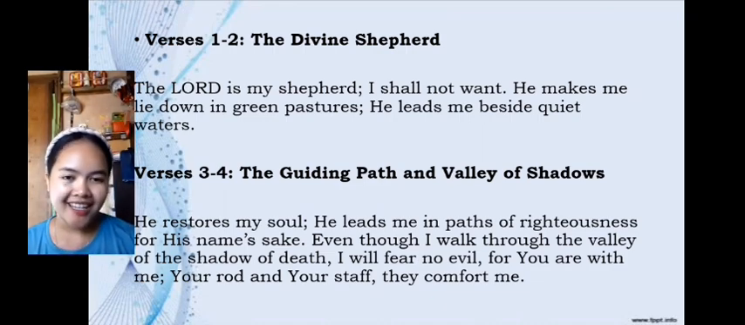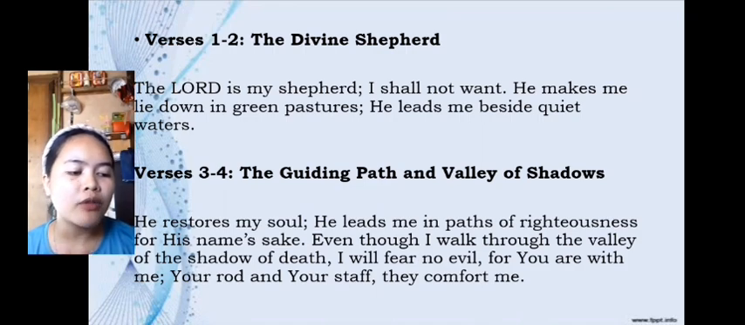In verses 3 and 4, it talks about the guiding path and the valley of shadows. It says, "He restores my soul. He leads me in paths of righteousness for his name's sake. Even though I walk through the valley of the shadow of death, I will fear no evil, for you are with me. Your rod and your staff, they comfort me."